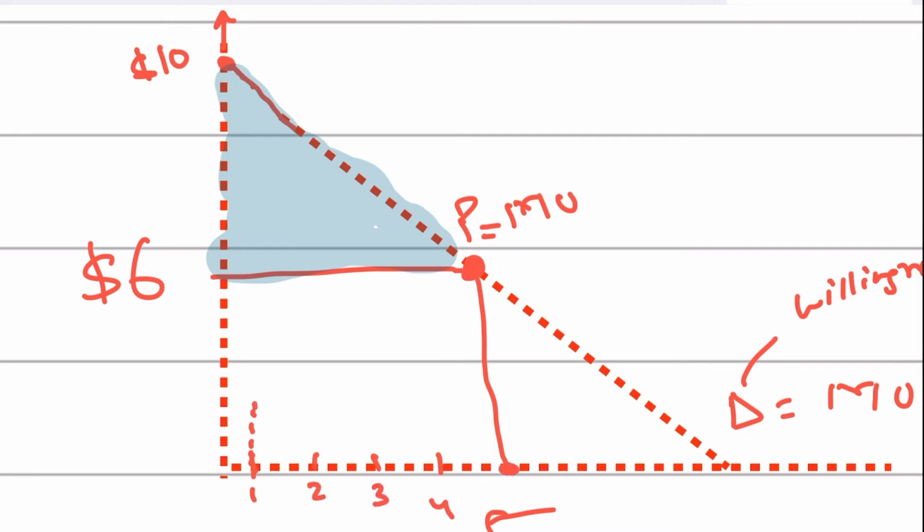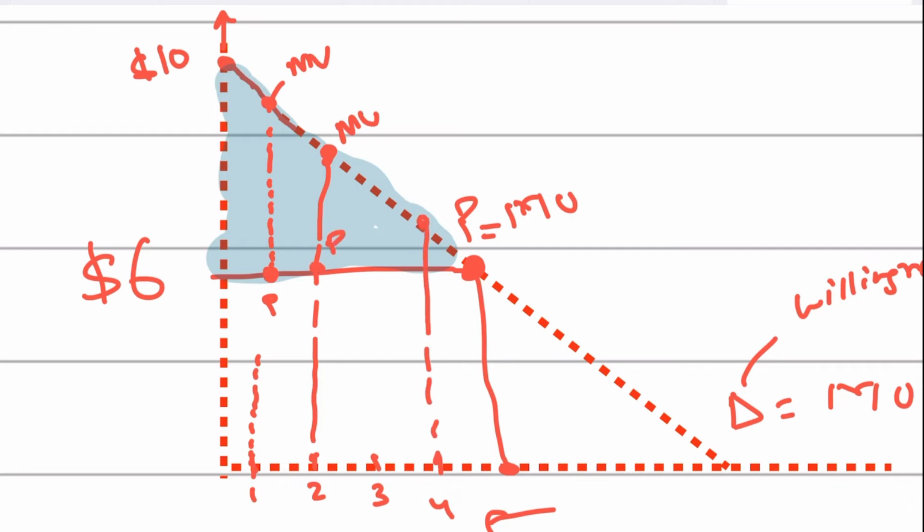So I can clearly see that for the first unit I am willing to pay this much, while I end up paying this much. This is my marginal utility and this is my price. For the second unit I am willing to pay this much, which is my marginal utility, and this is my price. And for the fourth unit I am willing to pay this much, MU, and this is my price. So up till the fourth unit, my MU exceeds my price, and for the fifth unit, the MU exactly equals the price. So I could fairly say that all of this area, the blue shaded area, is representing what? It's representing my consumer surplus.